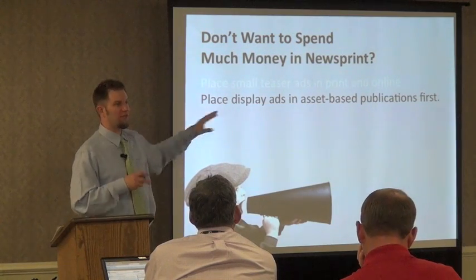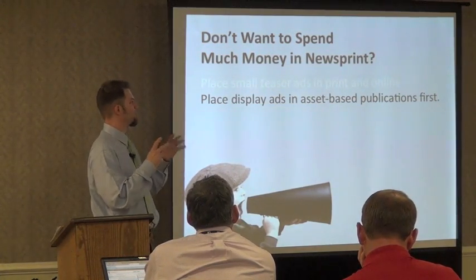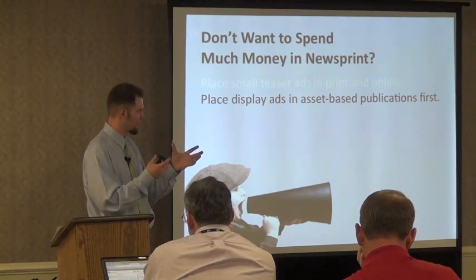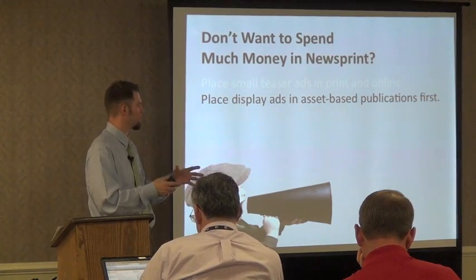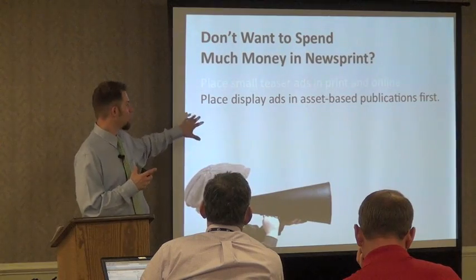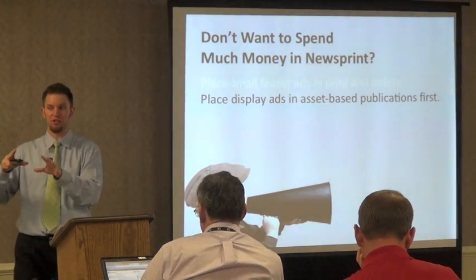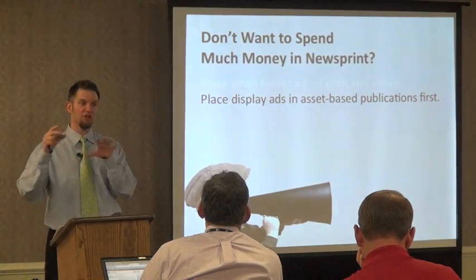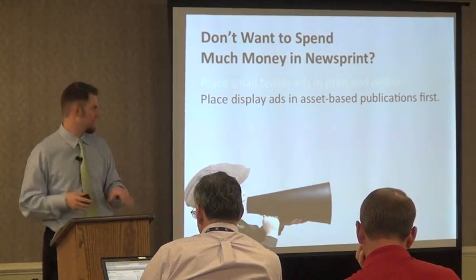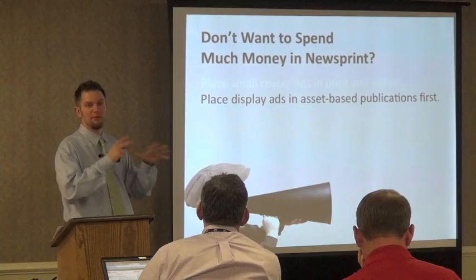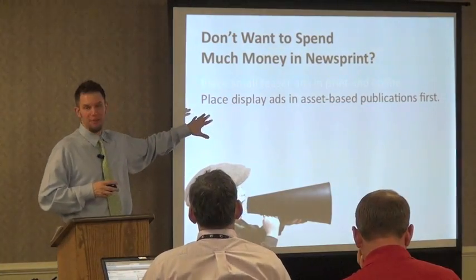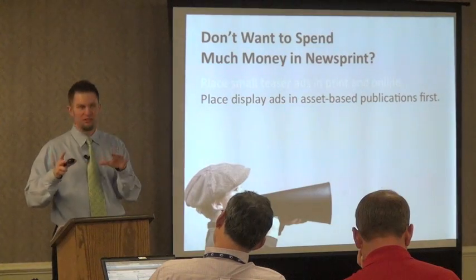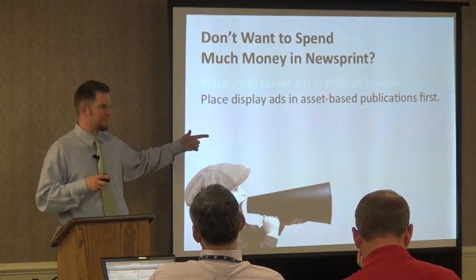What I tend to recommend for the display ads is that you put them in asset-based publications first. So put it in your Machinery Trader or whatever asset publication, your Antique Week or whatever, or your Real Estate Guide, whatever. Because that's where people are going to search for that particular asset. In the paper, you're hoping they search for that. If they're looking to the Real Estate Guide, they're buying real estate. So if I do spend money on bigger ads, I do it in asset-based publications or even some of the auction publications before I do it in the regular classified.